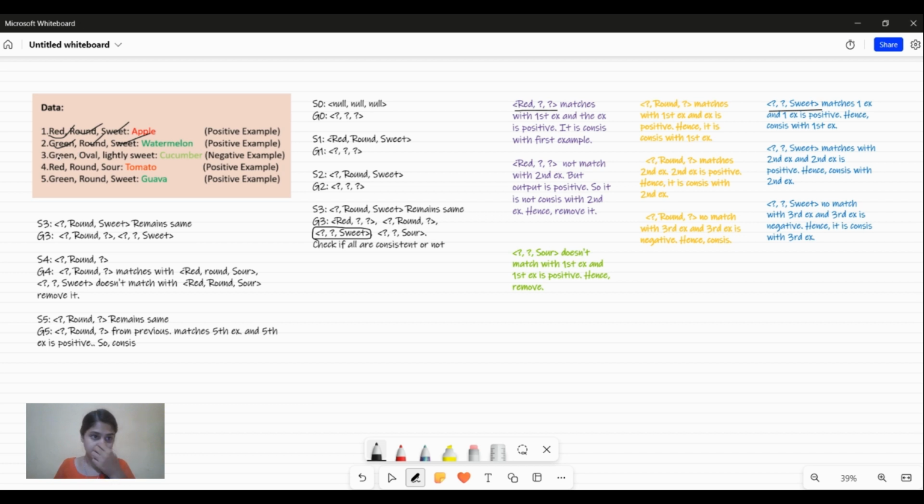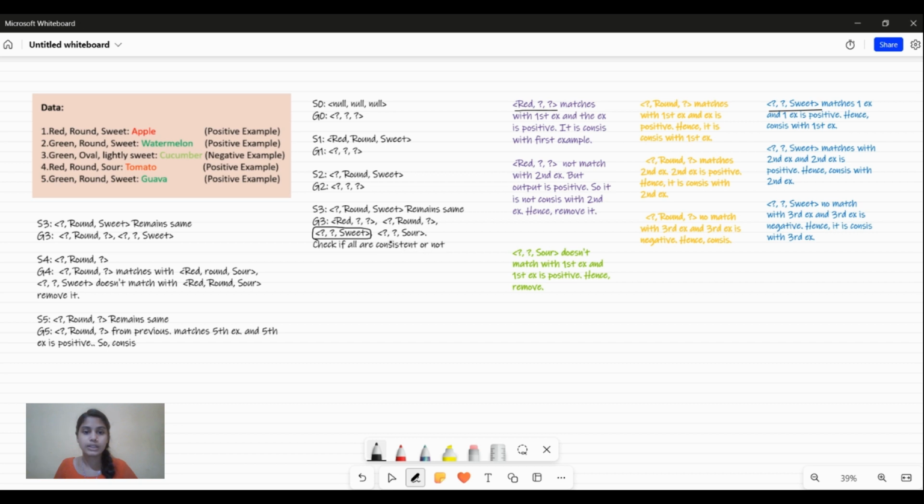Now the third example, question mark covers all, oval covers all, sweet. It is not sweet, but it is a negative example, so it is consistent. So we will keep it in this general hypothesis.